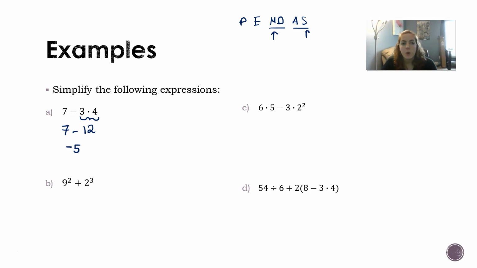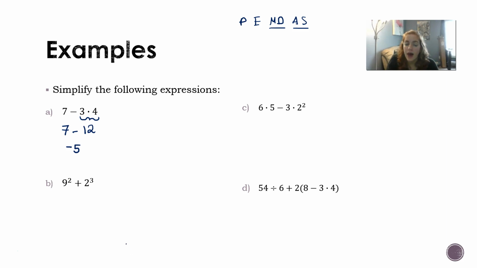So in example B, we have 9 squared. So that 2 is an exponent because it's in the upper right-hand corner. Plus 2 cubed. Again, the 3 is an exponent because it's in the upper right-hand corner. So then you have an addition in between. So we have exponents and addition. So let's go back to our PEMDAS, our order of operations. What should we do first? Addition or exponent? Well, exponent comes before addition. So let's go ahead and simplify my exponent.